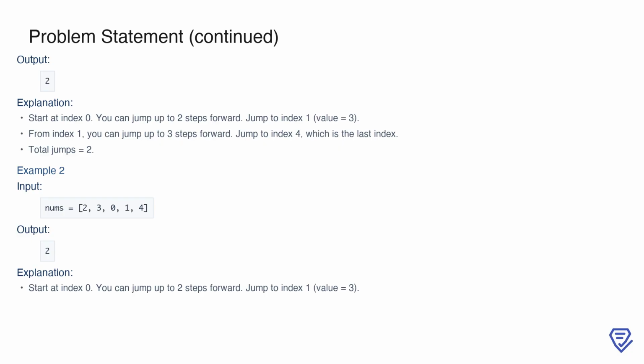In the second example, the input array is nums equals 2, 3, 0, 1, 4. Again, the output is 2. Starting at index 0, you jump to index 1, where the value is 3. From index 1, you can jump directly to the last index, index 4. The number of jumps remains 2.